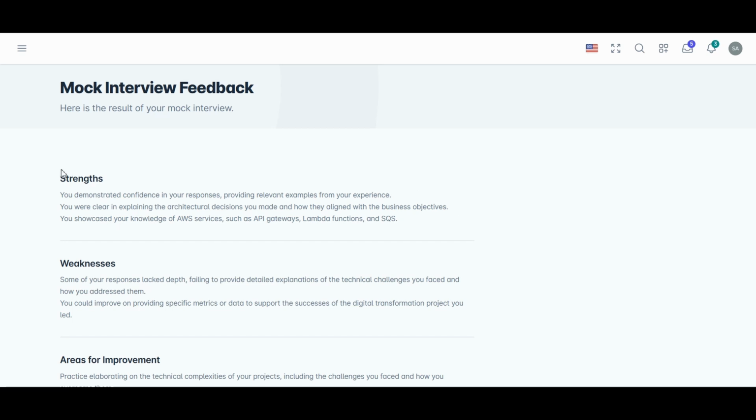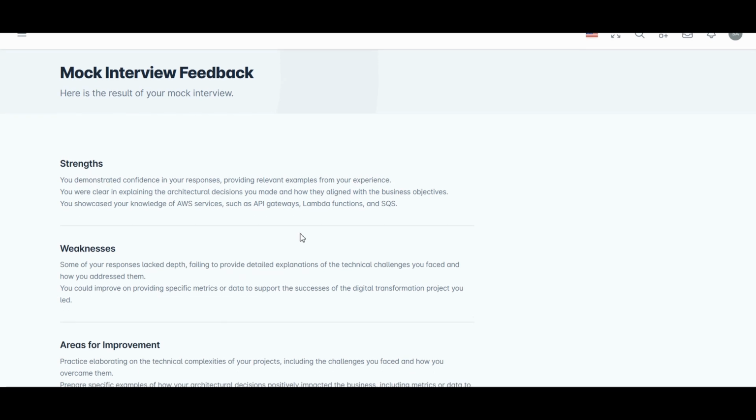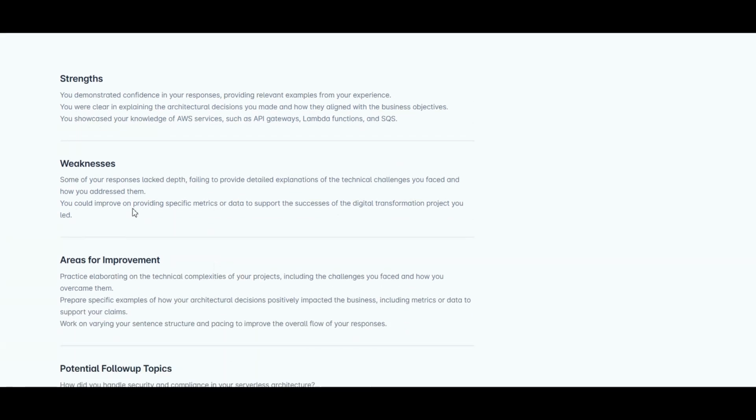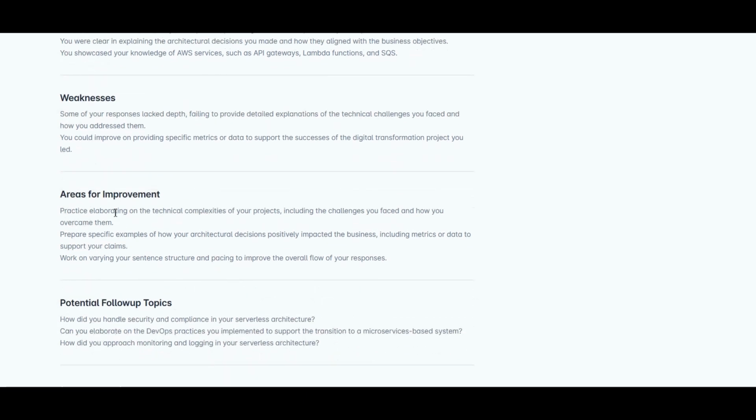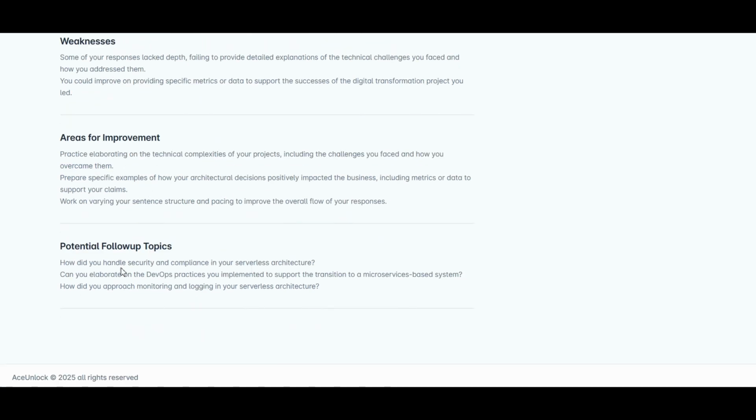And then, so in the strength, you demonstrate confidence in your response. You gave some examples with experience. You were clear. So weakness, it says some of the responses lack depth, and also areas for improvement, practice elaborating on technical complexity. So I didn't go too deep. And then also talks about a follow-up. So can you elaborate on the DevOps practices, how you were submitting that?